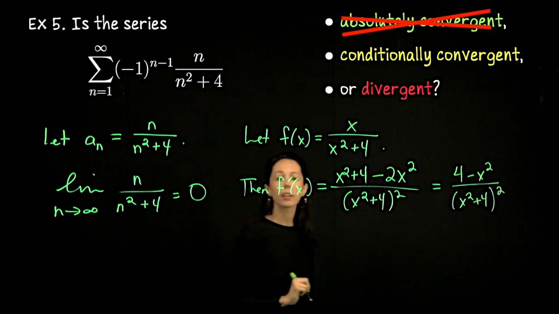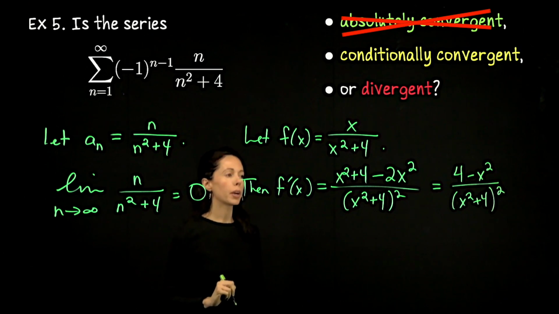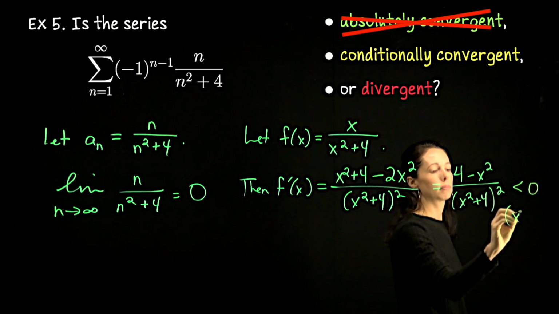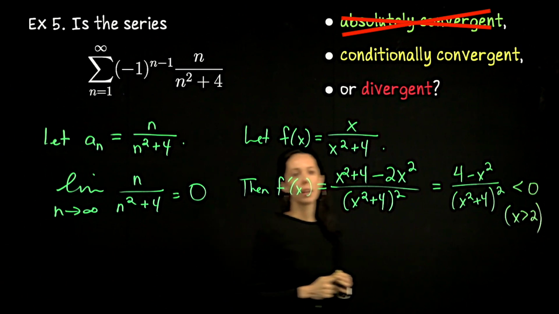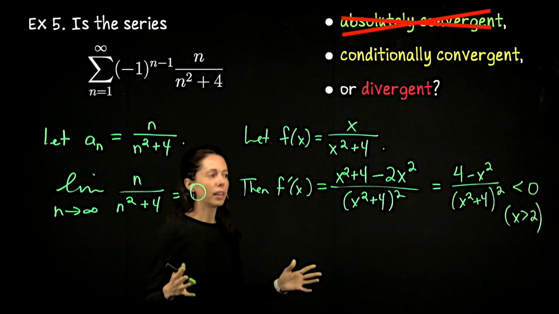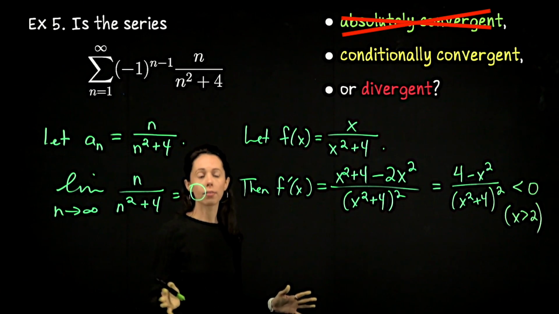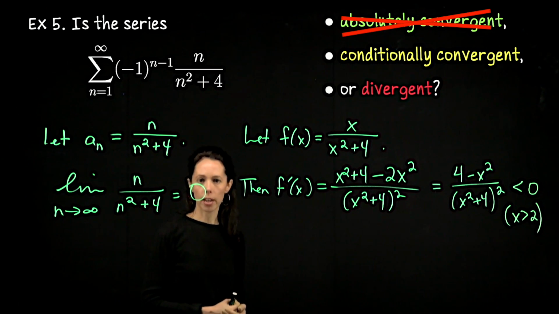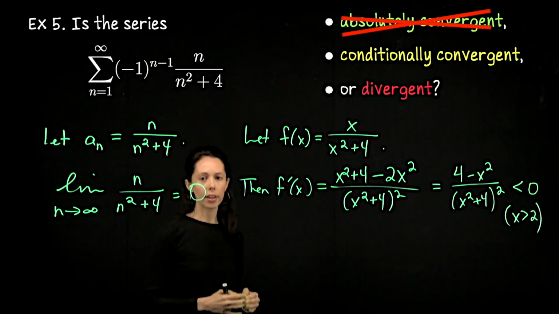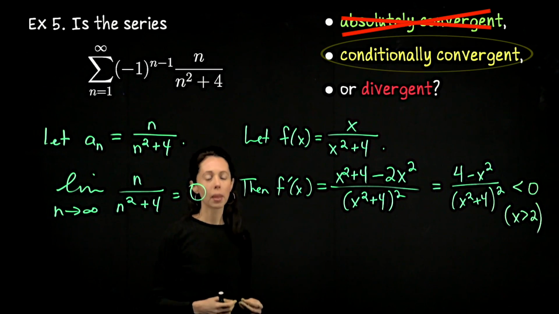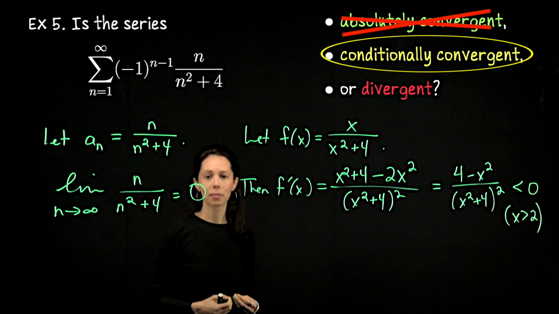Whenever x is greater than 2, this number is negative. So that tells us that starting with, say, n equals 3, this is a decreasing sequence, and that's good enough. So we decrease to 0. By the AST, we can conclude that the alternating series is convergent. So the alternating series is convergent, but when we make everything positive, it's divergent. So this is conditional convergence.